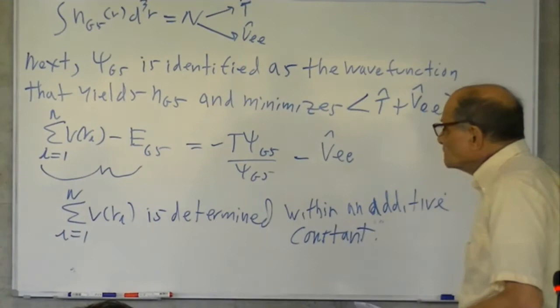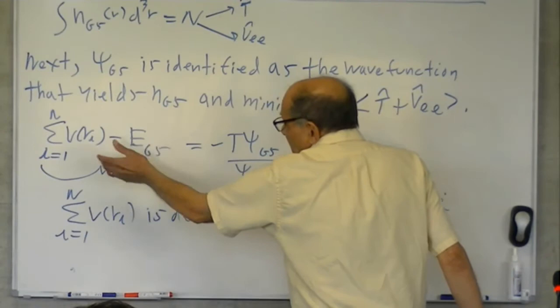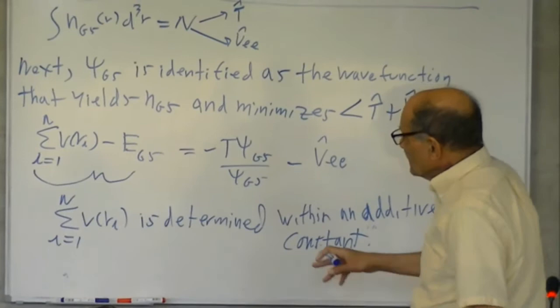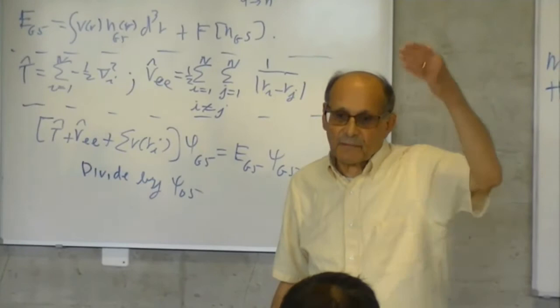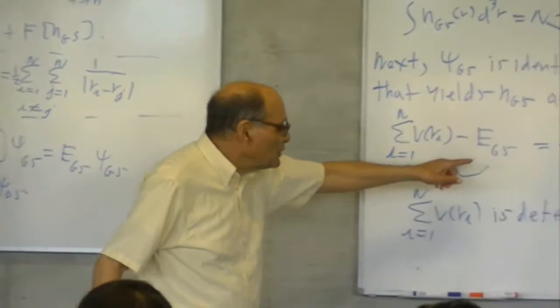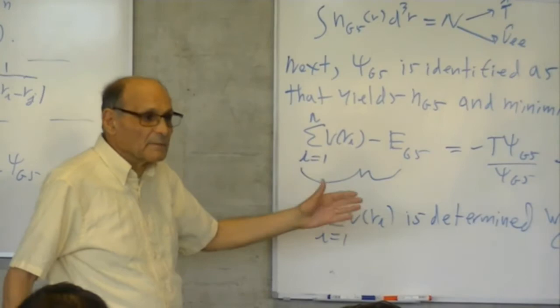In other words, what you're getting is V minus E. When I say all the properties, what I meant is that we get the potential within the additive constant. But the additive constant is of no consequence when you do excitation energies, which are differences of energies. You could get E ground state if you make an assumption about v(r_i), for instance, that v(r_i) vanishes at R infinity.